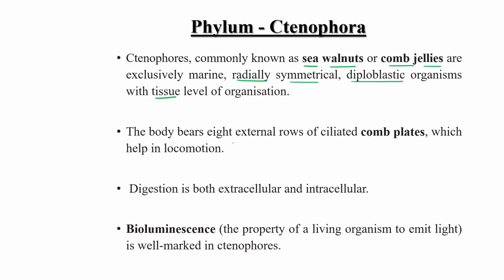Their body bears 8 external rows of ciliated comb plates, and these cilia help them in locomotion. They have both types of digestion, extracellular as well as intracellular. They have a specific property known as bioluminescence. What is the meaning of bioluminescence? It is the property of a living organism to emit light. Emit light, which we have sometimes seen in fireflies, right? So this is known as bioluminescence. They have this property.